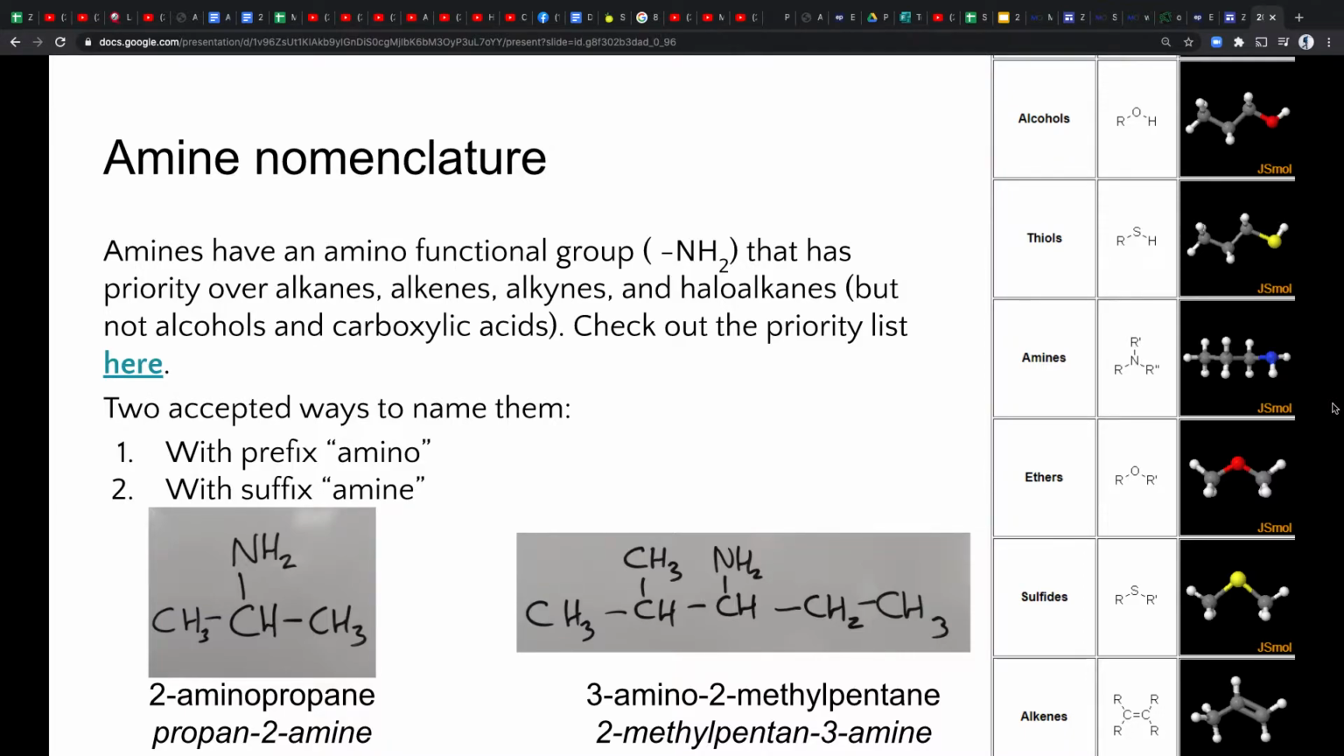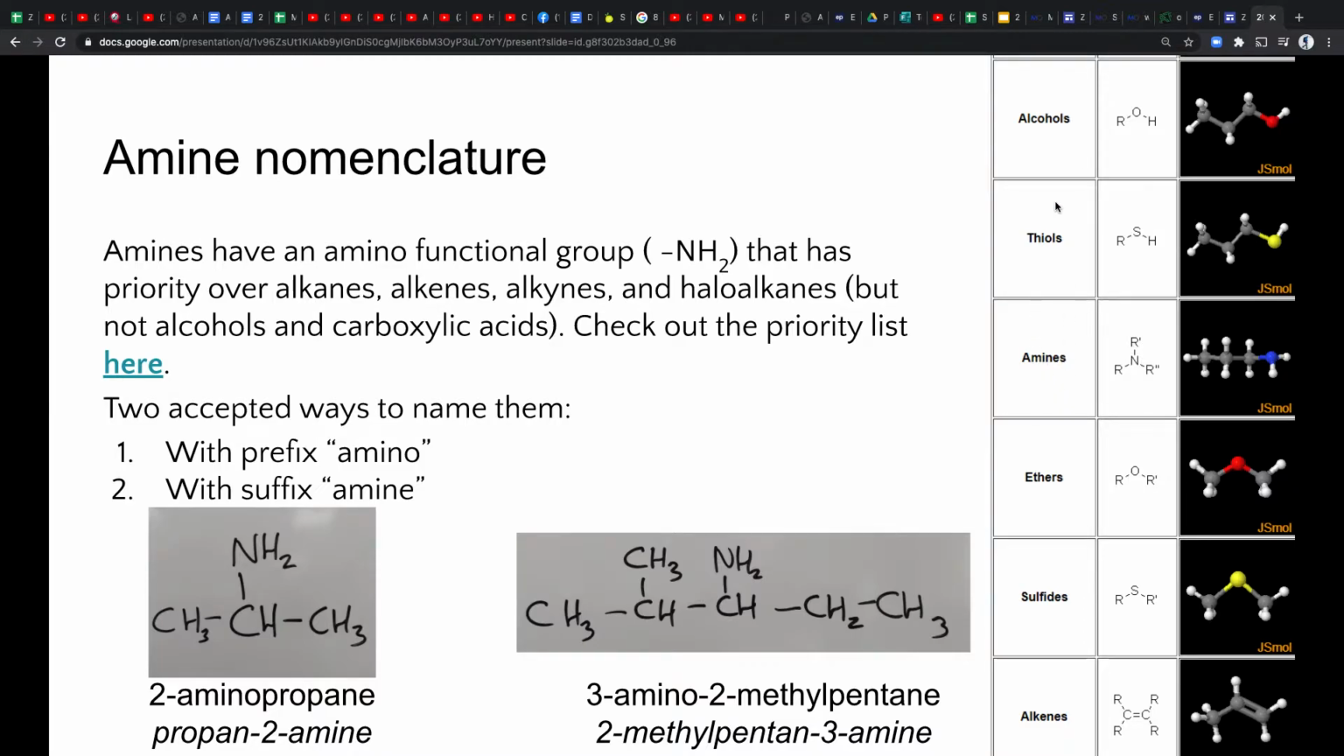Both are valid though. NCEA will accept both on the exams. You might be wondering what this is on the right. This is just a screenshot of part of the priority list, which you can access via the link I've provided on the slides here. So the higher up a functional group is, the higher its priority is. So you can see alcohols up here, and then amines down here. So that means alcohols have priority over amines.